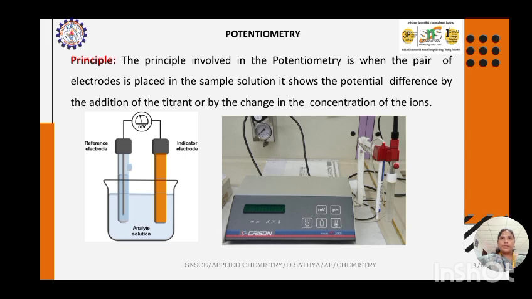So potentiometry is a laboratory method to determine the concentration of the given analyte. It is used for characterization of acids. In this method, there is no use of a chemical indicator. Instead, the electrical potential across the substance is measured. The principle involved in potentiometry is that when a pair of electrodes is placed in the sample solution, it shows a potential difference by the addition of the titrant or by the change in the concentration of the ions.